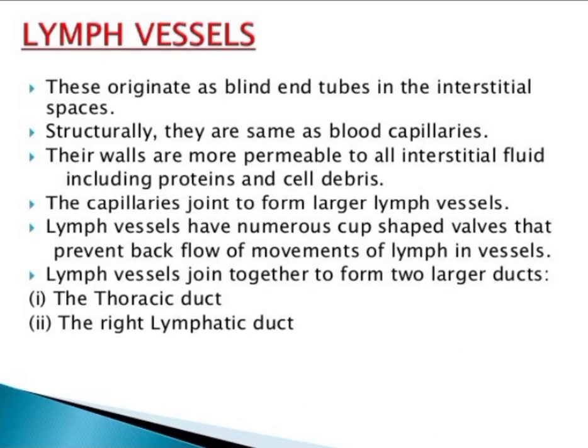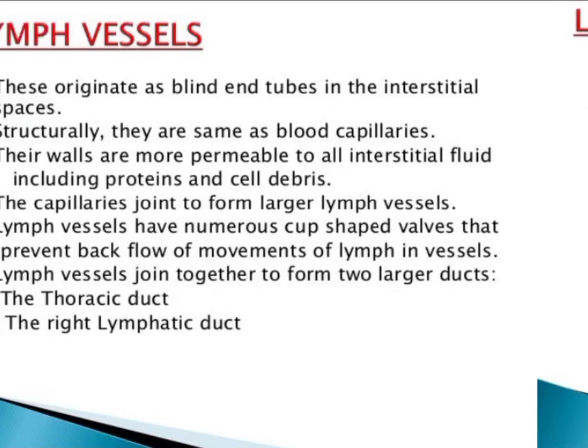Lymph vessels originate as blind-ended tubes in the interstitial spaces. Structurally, they are the same as blood capillaries. The walls are more permeable to all the interstitial fluid, including proteins and cell debris. The capillaries join to form larger lymph vessels. Lymph vessels have numerous cup-shaped valves that prevent backflow of the lymph in the vessels. Lymph vessels join together to form two larger ducts: number one, the thoracic duct, and number two, the right lymphatic duct.